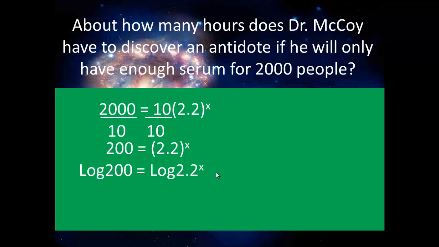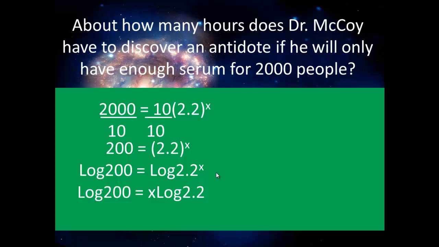Again, we can use log because we don't really know how to approach the exponent, and you really can't divide both sides by 2.2, since x isn't being multiplied, it's an exponent in this case. So log of 200 is equal to log of 2.2 to the power of x. And that last part, log of 2.2 to the power of x, is also equal to x times log of 2.2, because the inverse of an exponent is to multiply everything by that exponent.